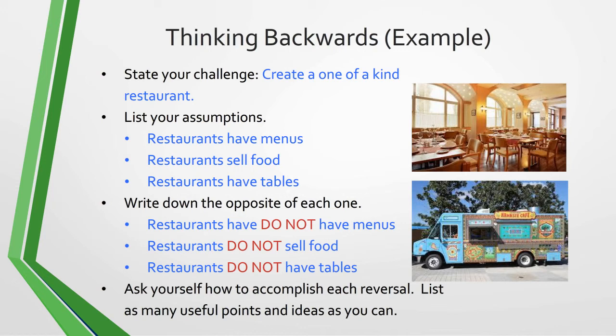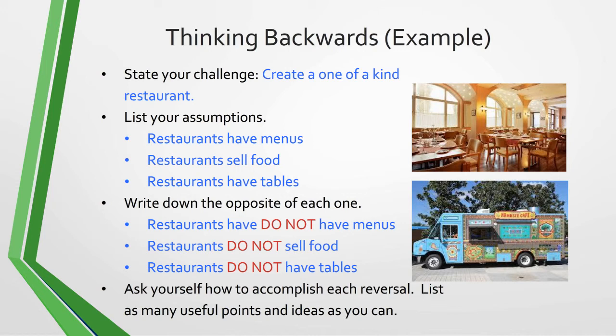Now, just looking at the opposites of these, we may think that's kind of strange. Restaurants do sell food, and that's a reversal that's impossible to sort of come up with. That's not the point of this exercise. Part of it is to think about ways in which we can achieve some of these reversals. And we may not be able to have reversals for every single one, but that's okay.